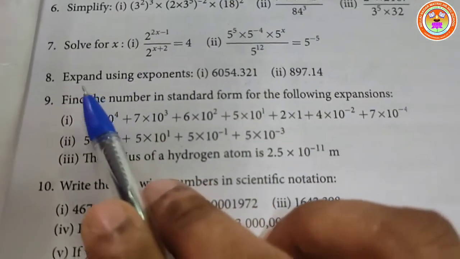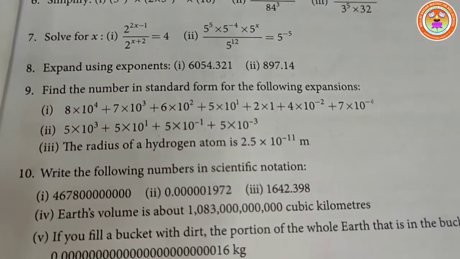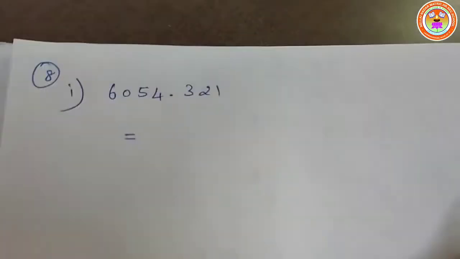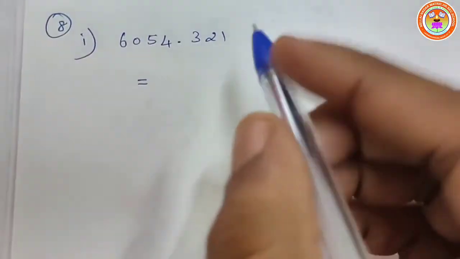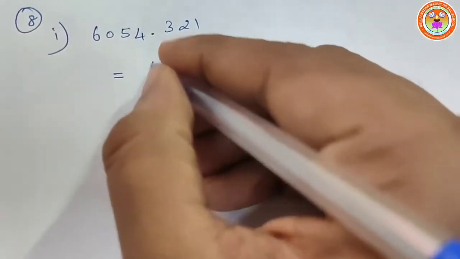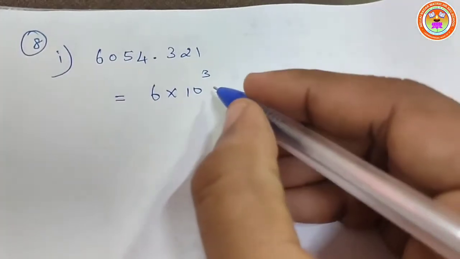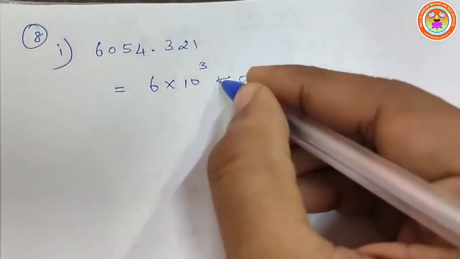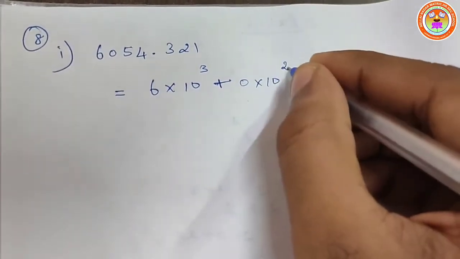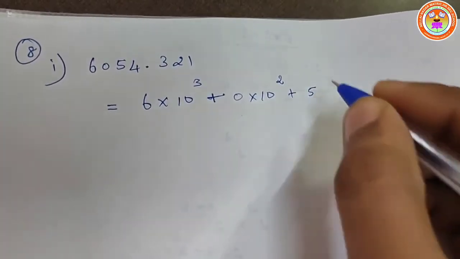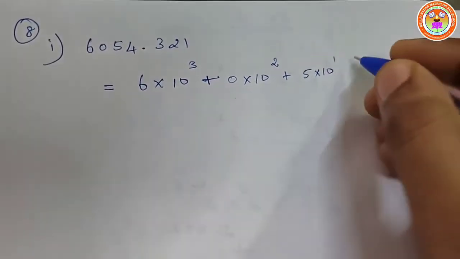Now we will move on to expand using exponents. First subdivision and second subdivision. Two subdivisions are there. We will see one by one. So this is the first subdivision: 6054.321. 6000 you can write as 6 into 10 power 3. That is the meaning of 6000. Plus 0 into 10 power 2, since it is in the 100th place. Plus 5 is in the 10th place, so into 10 power 1.